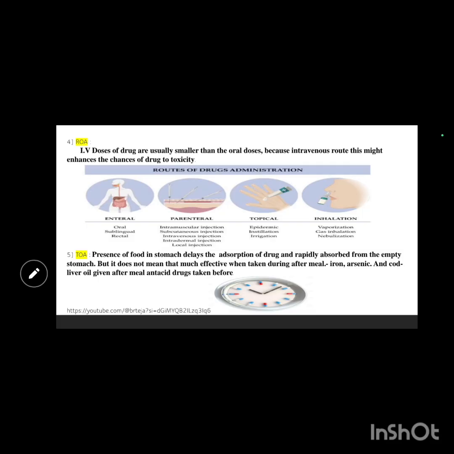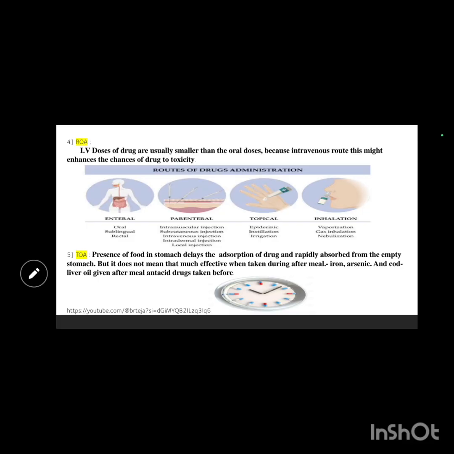Which route is inhalation? The nose. Which route is topical? Only for skin. Which route is parenteral? Only inside the body, I mean parenteral injections, directly into the systemic circulation. Oral routes, for example tablets and capsules, depend on pharmacokinetic properties, ADME.